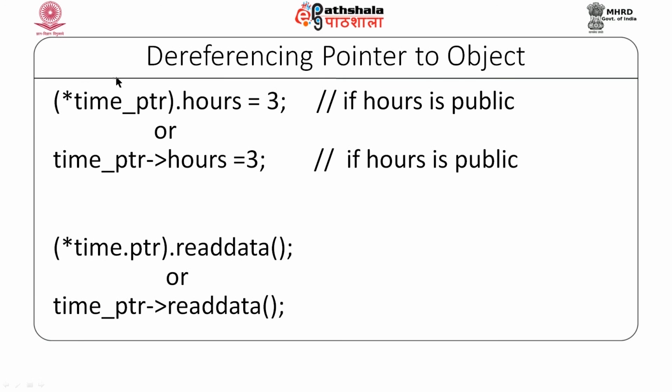Now, this combination of the star and dot operators is sometimes cumbersome, because then we have to use these parentheses, and it does not remain very convenient to write and maybe sometimes to read. So, this way we can of course do it, but the more common way, which most people prefer, is to use this arrow operator to access the member. In a similar fashion, the pointer to an object can also be used to invoke member functions. So, here we are using the time pointer to invoke the read data function.